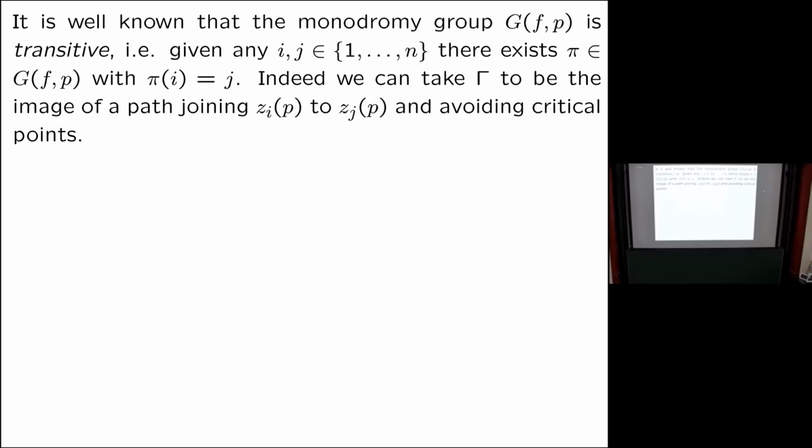In fact, you can see that you can do that. You take a path joining Zi to Zj and avoiding critical points, and you look at its image, and that will give you a loop, of course, which begins and ends at P. That loop will give you a permutation that takes i to j. So the monodromy group is a transitive permutation group.